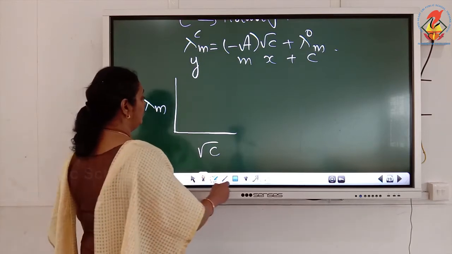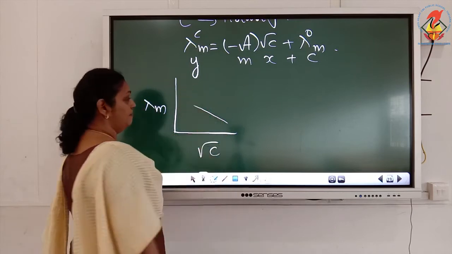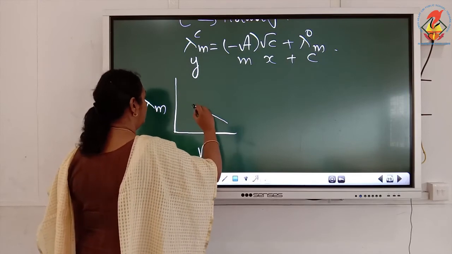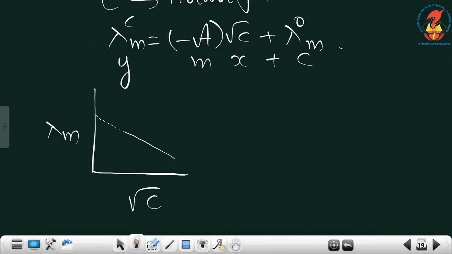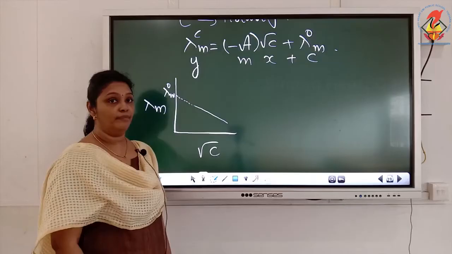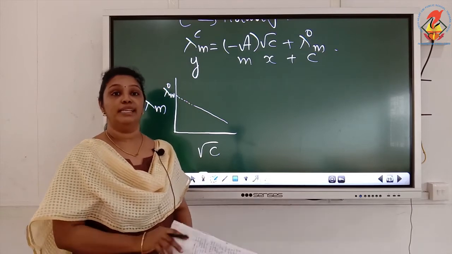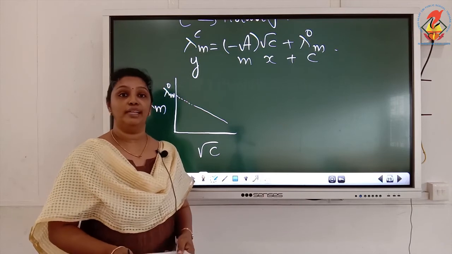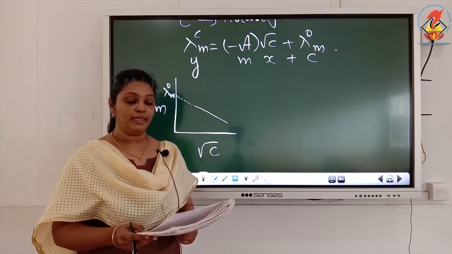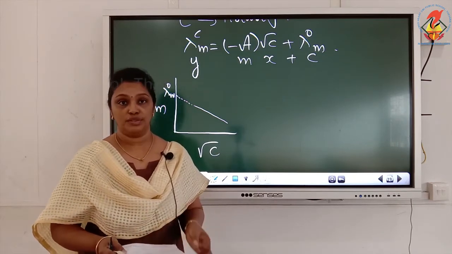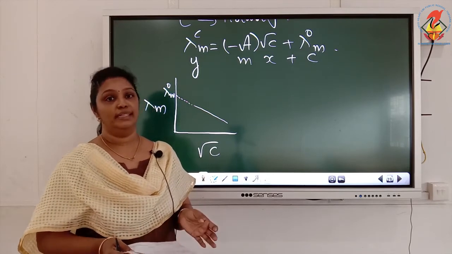Now when you plot the graph, we get a straight line, and when you extend or extrapolate the graph, it will meet at a limiting value called lambda naught m, and we call this lambda naught m limiting molar conductivity or molar conductivity at infinite dilution. So how will you define limiting molar conductivity? It is the molar conductivity of a solution when its concentration approaches 0, that is, at infinite dilution.